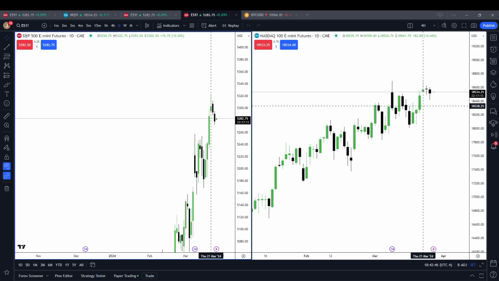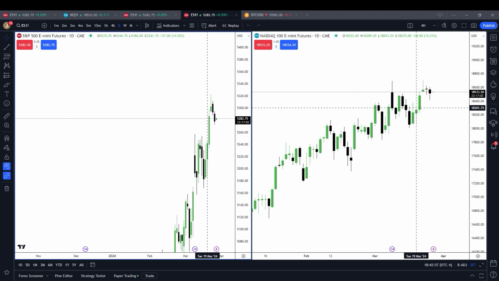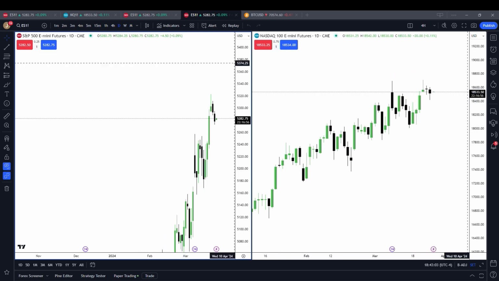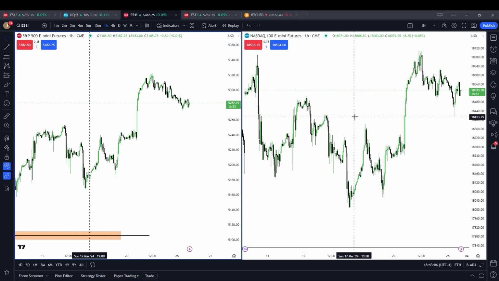you would have 18,526 and three quarters. Let me get that straight. And then the low of that gap is 18,289 and a quarter. Anyways, let's go down into a lower time frame, hourly.